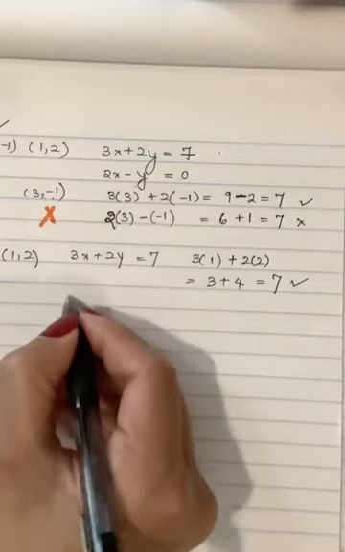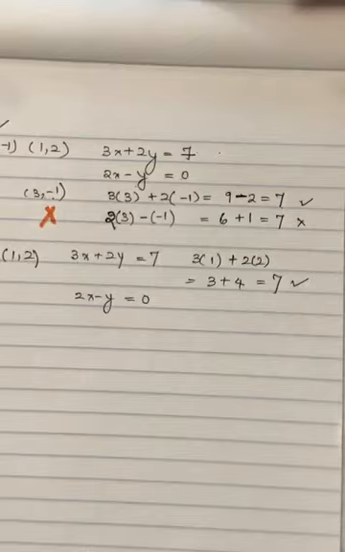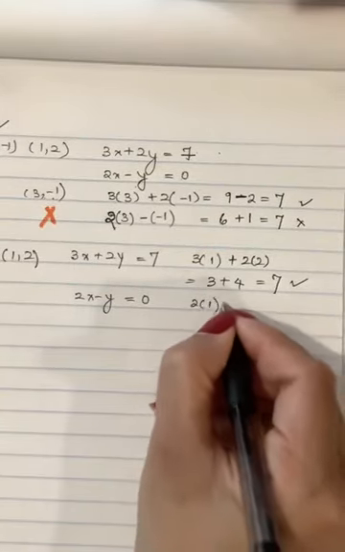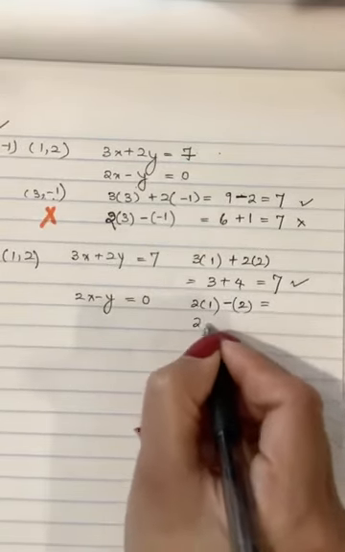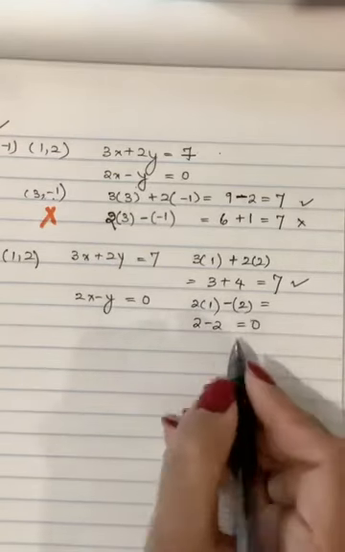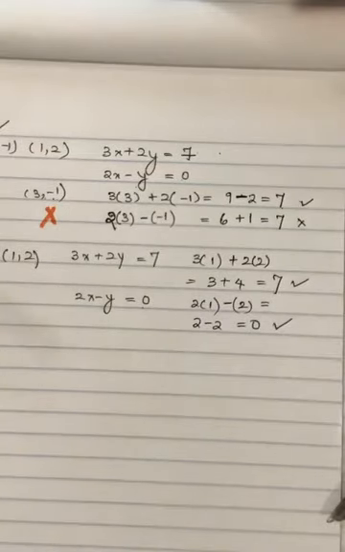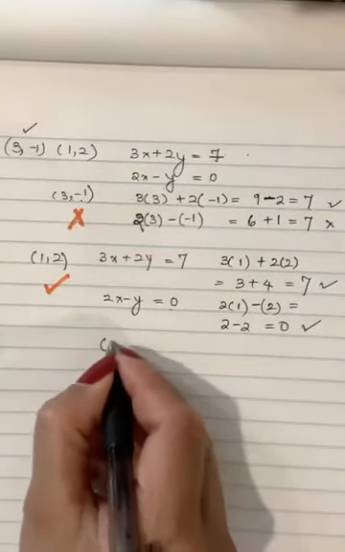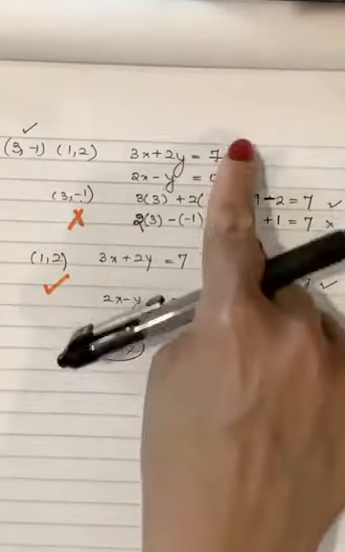Let's try the next equation. 2x minus y equals 0 is the equation. Plugging the values, 2 times 1 minus 2 equals 2 minus 2, which is 0, which is the same as what we wanted, 0. So this is the right answer. So basically, point (1, 2) satisfies both equations of the system, this and this.